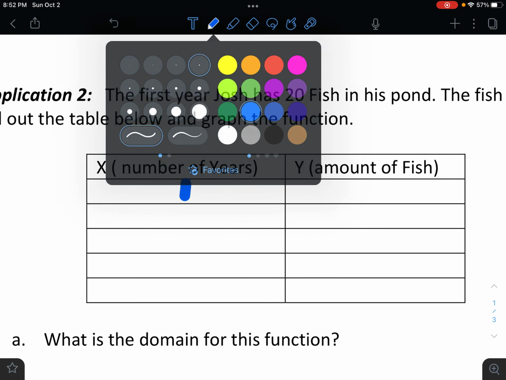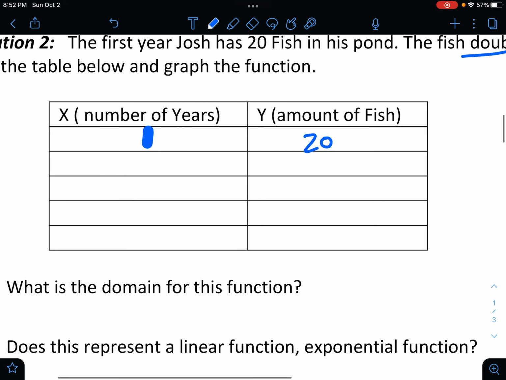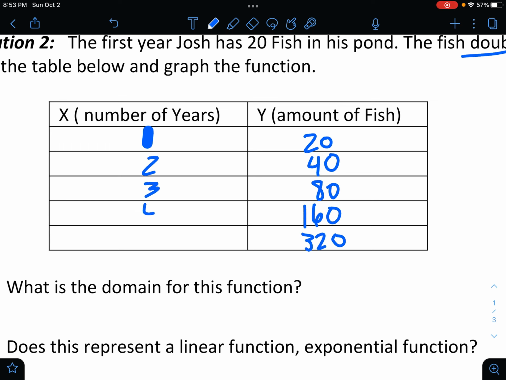And I'm going to actually shrink this back down. There were 20 fish. It doubles. So that would mean 40. And then 40 times 2 is 80. 80 times 2 is 160. And 160 times 2 is 320. So 2, 3, 4, 5.